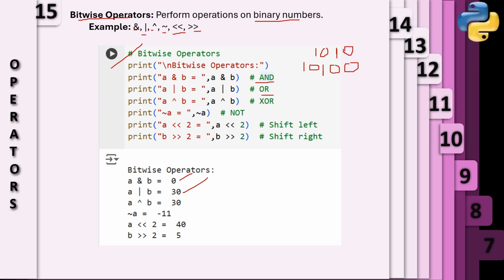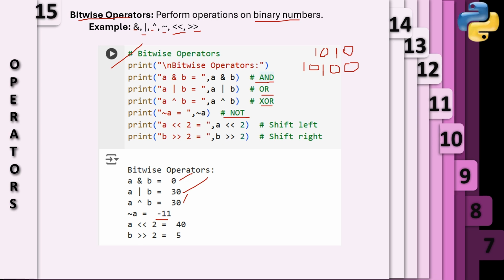XOR sets each bit to 1 if only one of the two bits is 1. As you can see, there are no two ones coming together, so the result for this is also 30. Not inverts the given operand. So it changes the bits from 1010 to 0101, which is a 2's complement representation. The result will be minus 11.